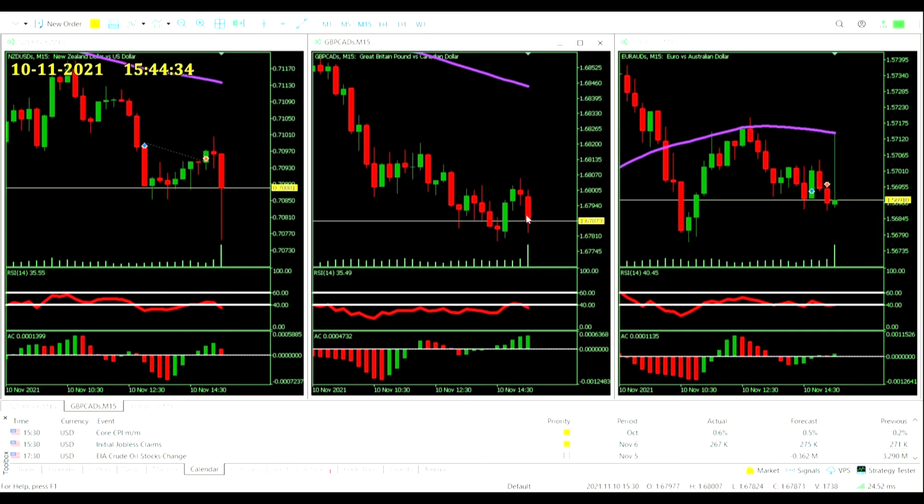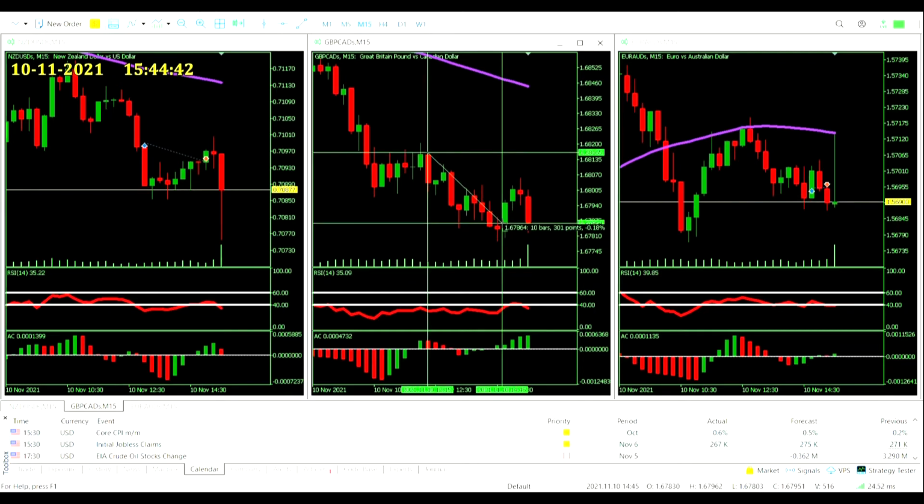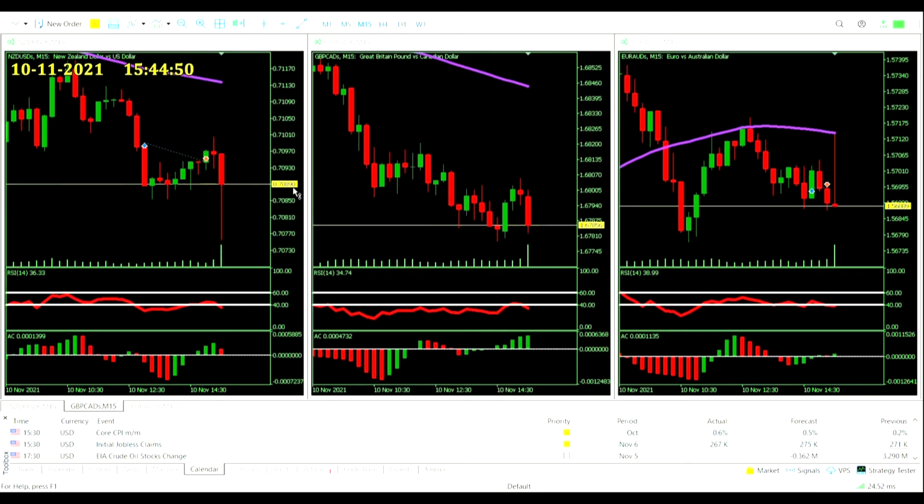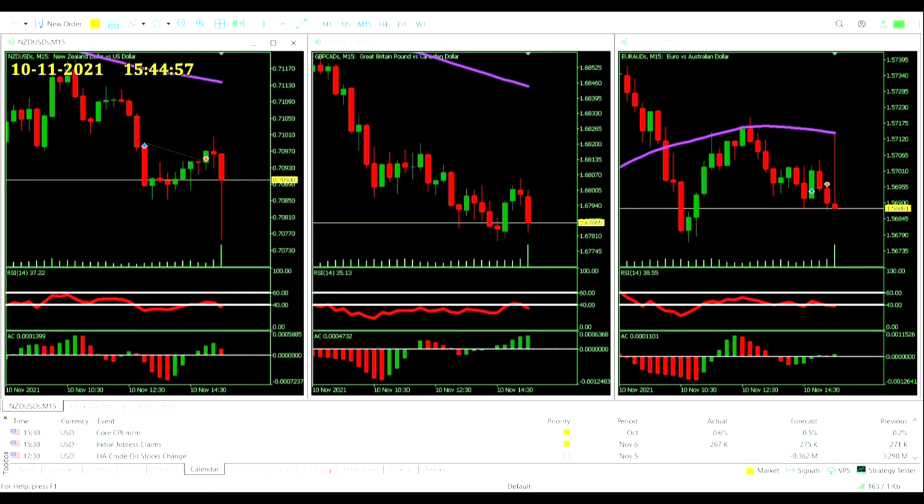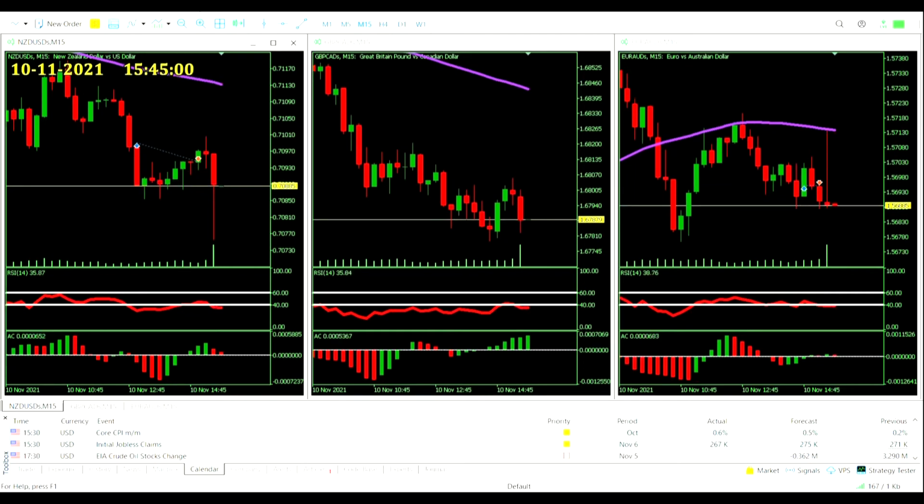Same on the pound Canadian, we'll be getting a buy signal, and that one will go for 30 pips. This is absolutely trying to catch a falling knife on both these charts. And we do see the signal coming through on the Euro Aussie dollar as well. Let's focus up on these two first.